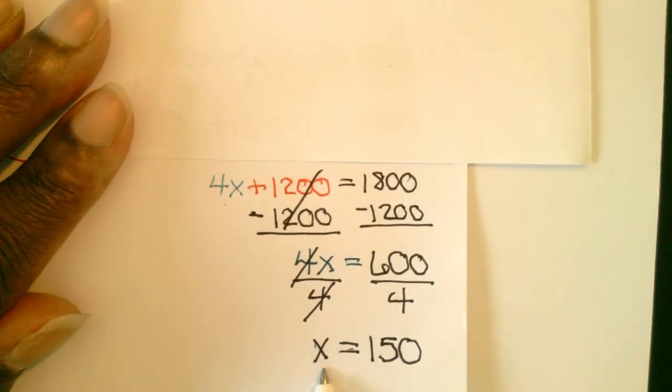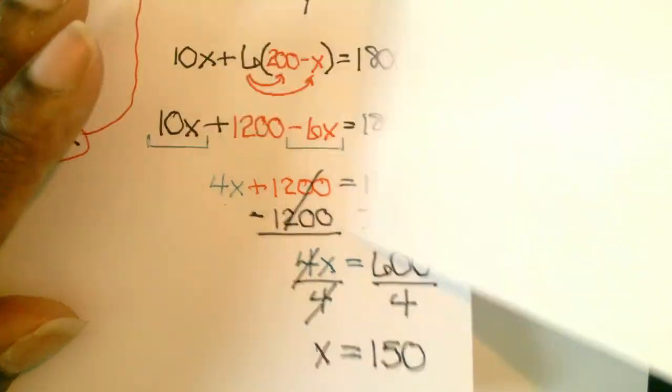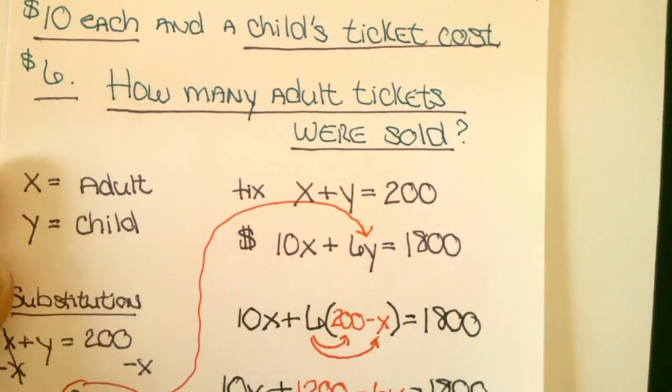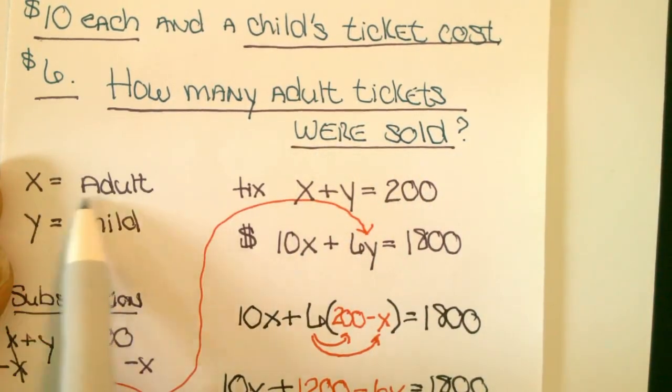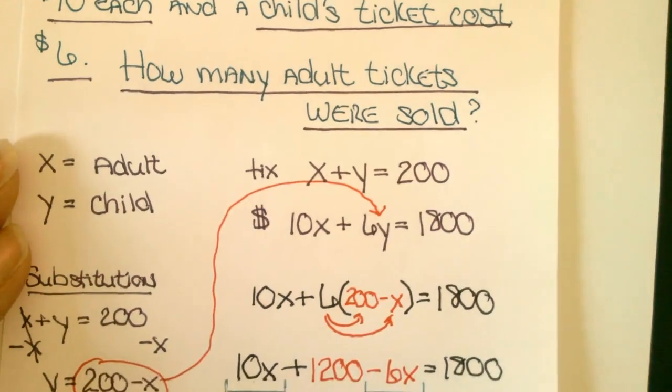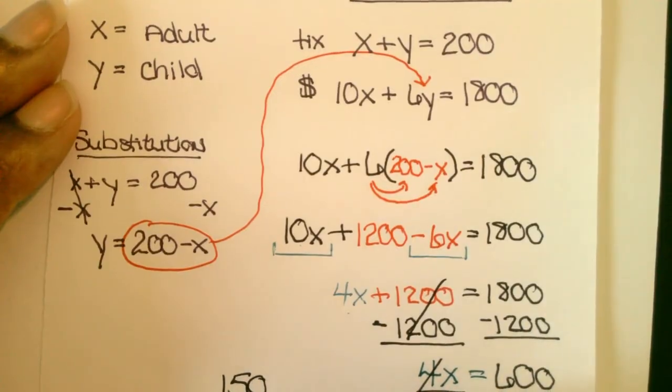So, we found that x equals 150. But what does that mean? How many adult tickets were sold? We're saying x is representing my adults. So we're looking at 150 adult tickets.